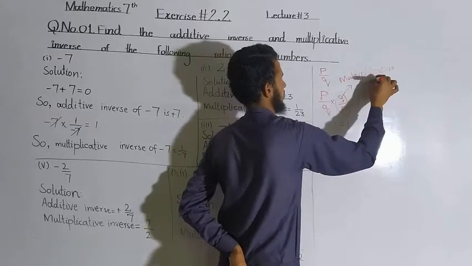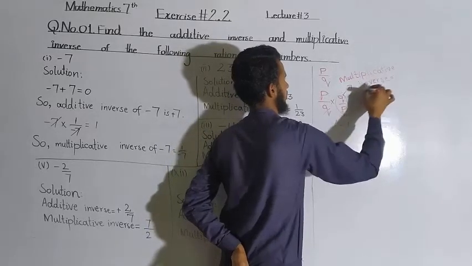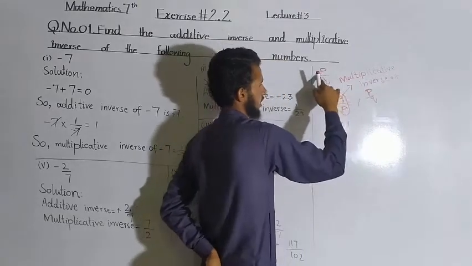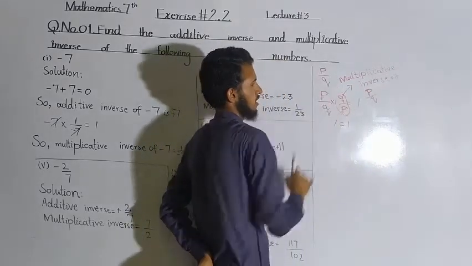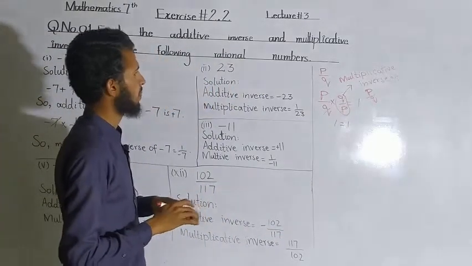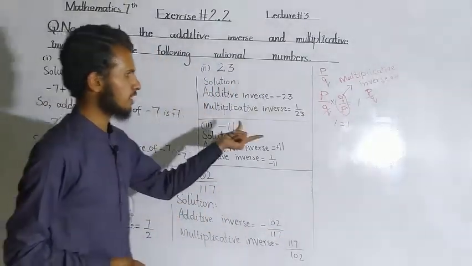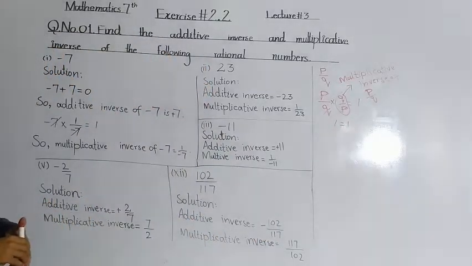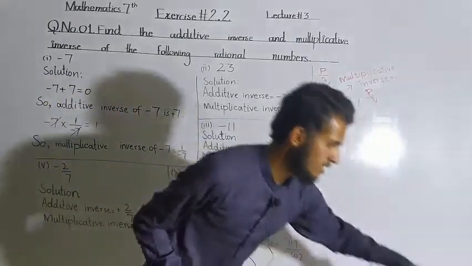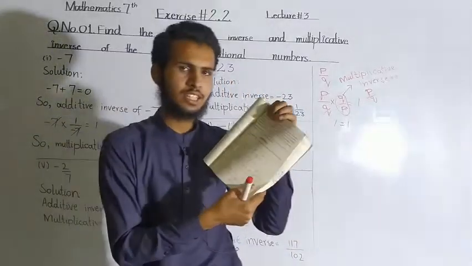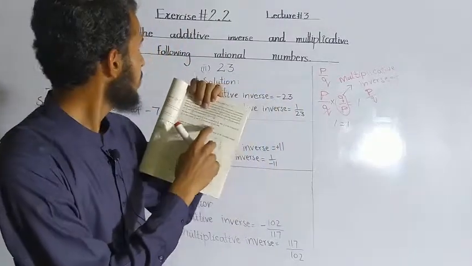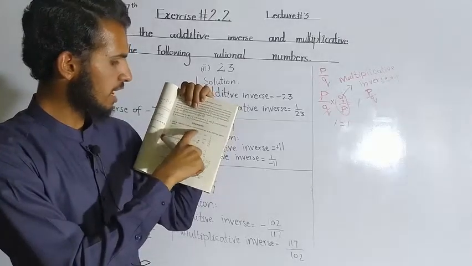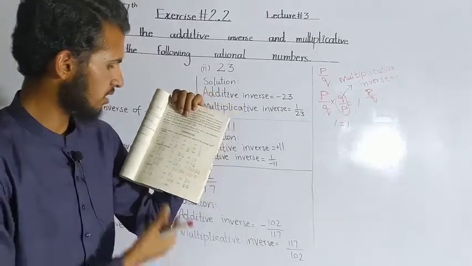This one rational number, q by p, is the multiplicative inverse of p by q. I hope you have understood the concept of additive inverse and multiplicative inverse. Now some questions are given in the exercise. This is our exercise 2.2. In exercise 2.2, find the additive inverse and multiplicative inverse of the following rational numbers.